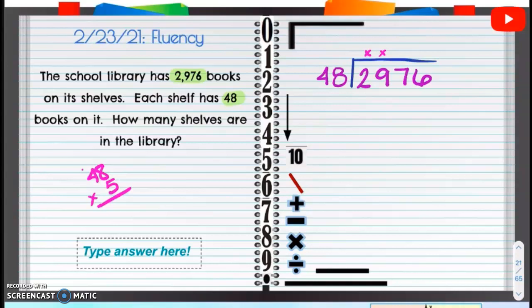5 times 8 is 40. 5 times 4 is 20, plus 4 is 24. 240. Oh, yeah. Can it go in again? 48 times 6.